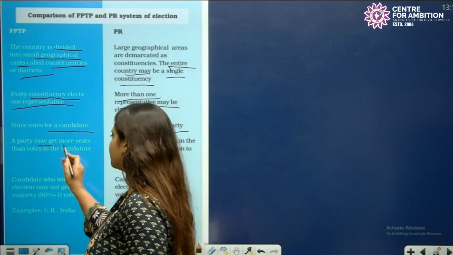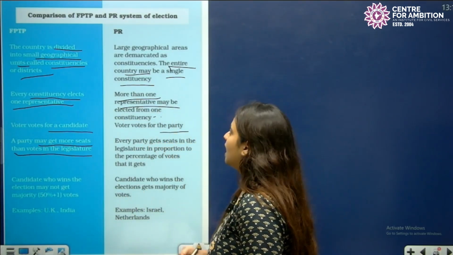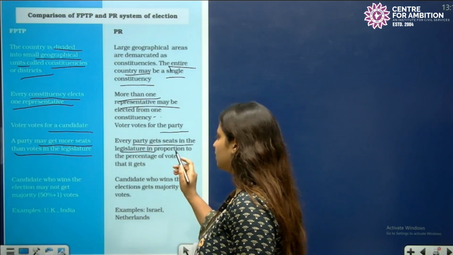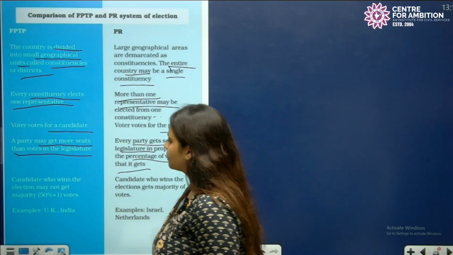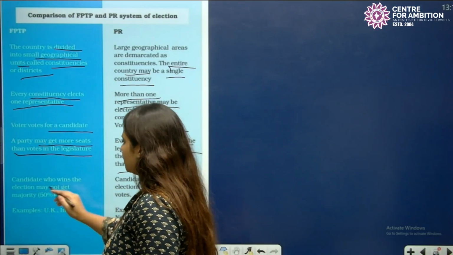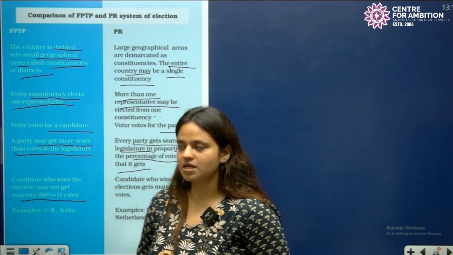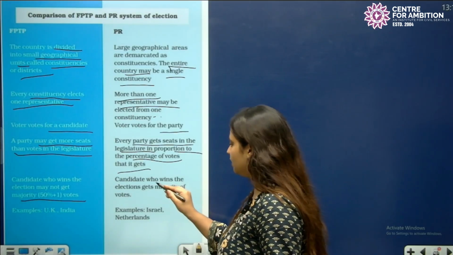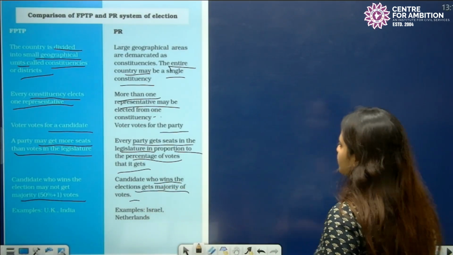A party may get more seats than votes in the legislature in case of FPTP, and in case of PR system, every party gets seats in the legislature in proportion to the percentage of votes that it gets. Okay. The candidate who wins the election may not get a majority of votes, which is 50% plus 1, whereas in the case of PR system, the candidate who wins the election gets the majority of the votes. So what did I tell you?